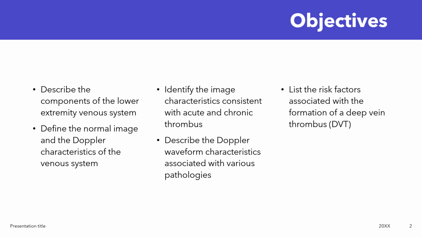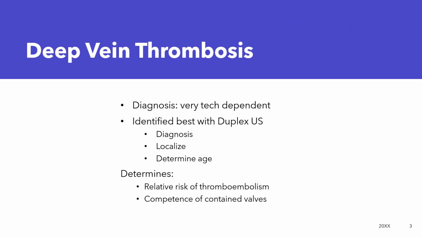We're also going to define the normal image and the Doppler characteristics of the venous system, identify the image characteristics consistent with acute or chronic thrombus, describe Doppler waveform characteristics associated with various pathologies, and list the risk factors associated with the formation of a deep vein thrombosis, or DVT.